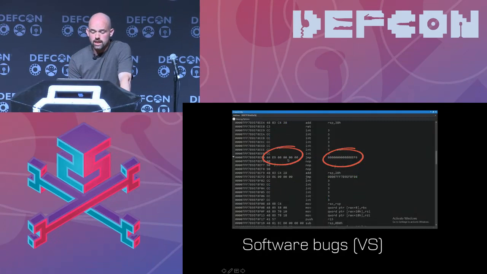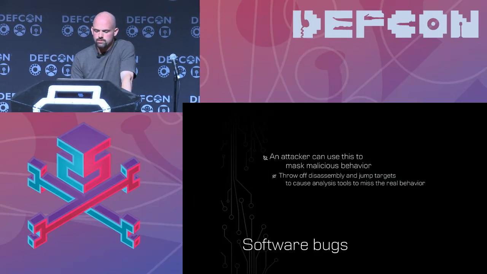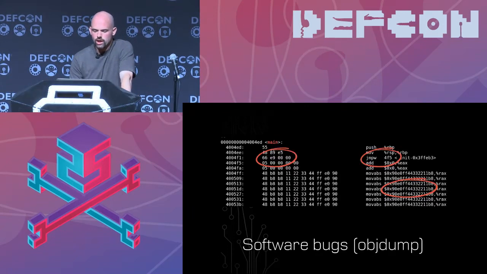Visual Studio actually recognizes that 66 didn't change the operand size, but it thinks that the 66 caused the destination of this jump to get truncated to 16 bits. That's also not the correct behavior. So Visual Studio isn't able to resolve the target of this jump. So you can actually use this for some malicious things by throwing off these disassemblers.